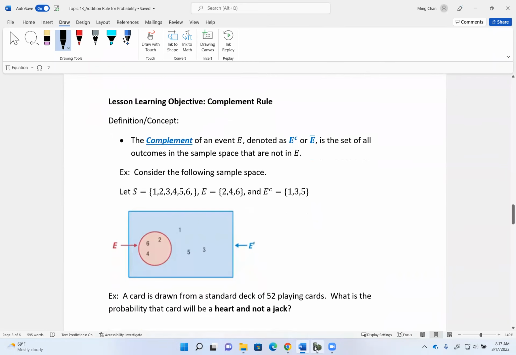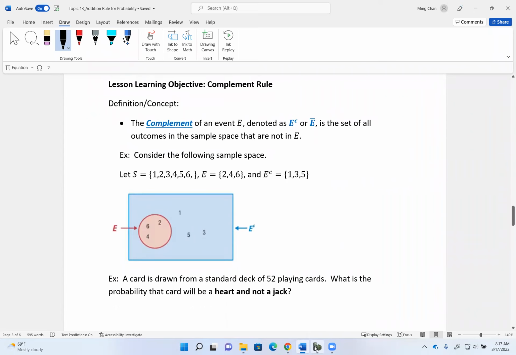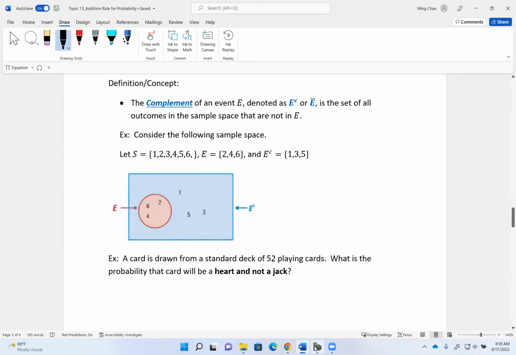In the previous topic, I began to mention this idea called the complement. I just mentioned it one time. So in probability, the complement rule says the complement of an event E, denoted as E complement, or E with a little bar on top, is the set of all outcomes in a sample space that is not in the event E. So whatever is not in the event E is considered E complement, the complement of event E.